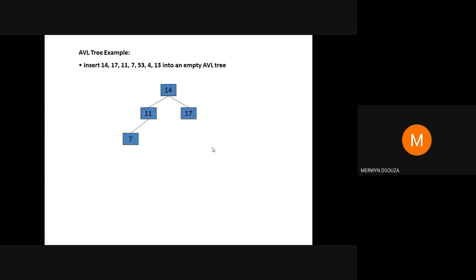Okay, yeah. So someone else, Ruben, can you tell which are the nodes you will calculate the balance factors for after you insert 53?